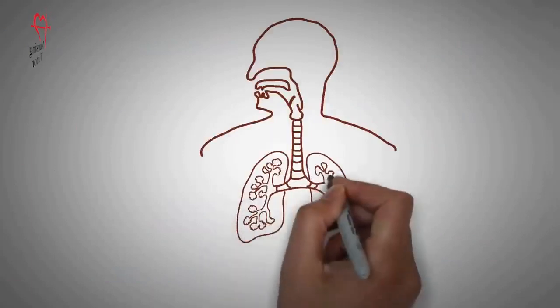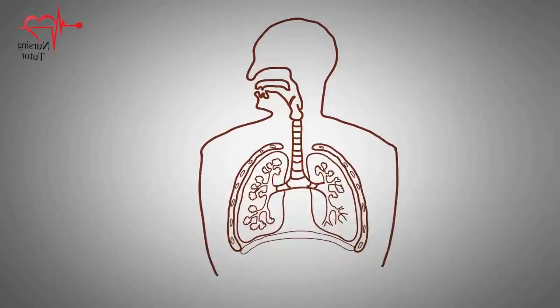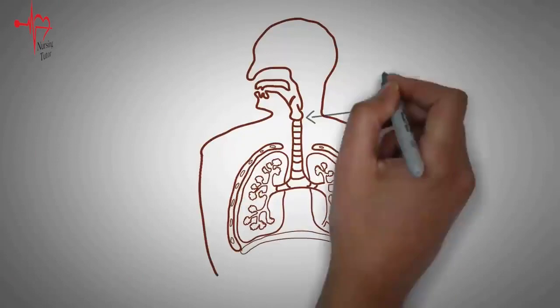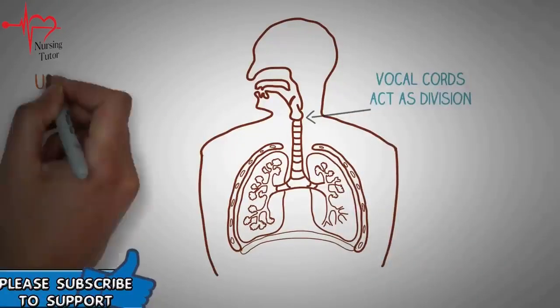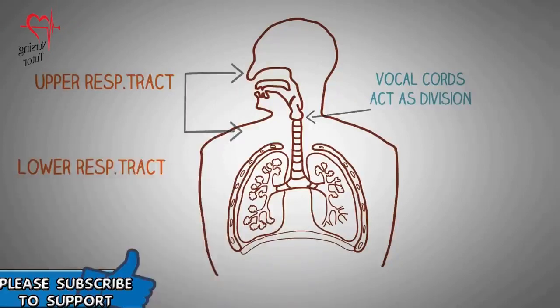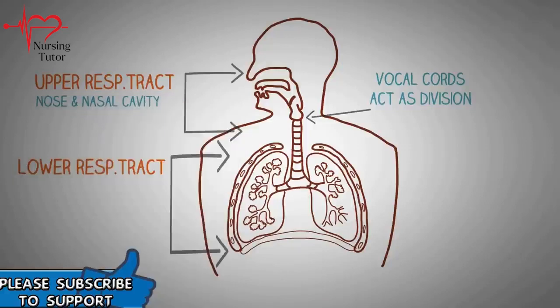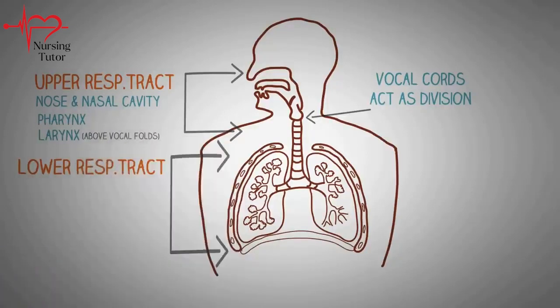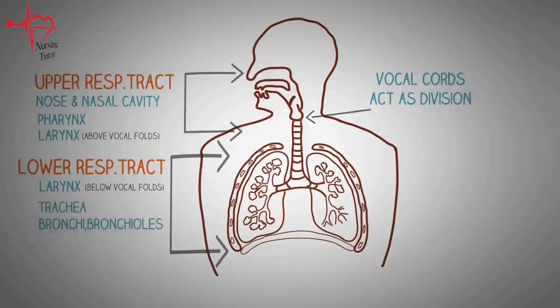So first, coming to the anatomy and physiology of the human respiratory system. The vocal cords present in the larynx divide the respiratory tract into the upper respiratory tract and the lower respiratory tract. The upper respiratory tract contains structures like the nasal cavity, the pharynx, and the part of the larynx above the vocal cords. The lower respiratory tract starts with the part of the larynx below the vocal folds, trachea, bronchi, bronchioles, as well as the alveoli.